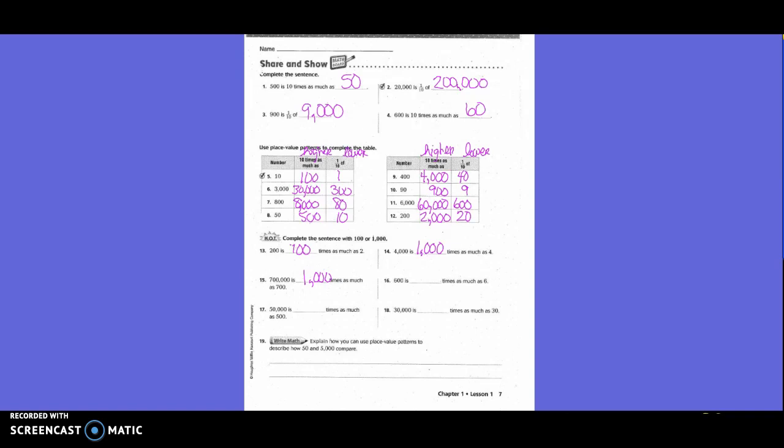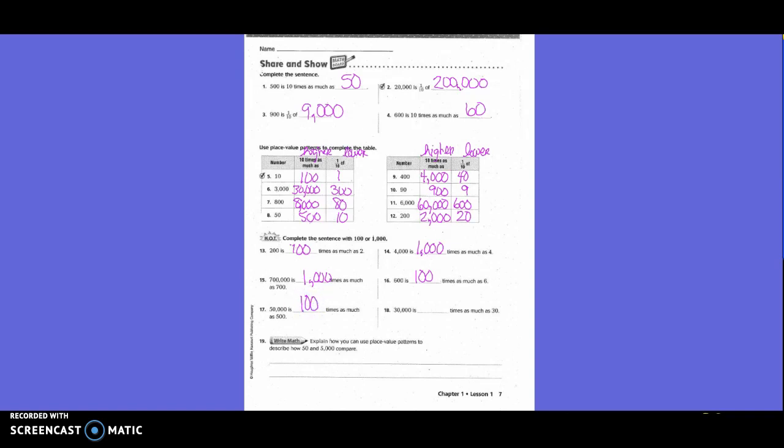600 is blank times as much as 6. So how did they get from 6 to 600? Times 100, because there's 2 extra zeros, right? 50,000 is blank times as much as 500. So how did they get from 500 to 50,000? How many extra zeros is there? 2. There's only 2 extra zeros, so it would be 100.